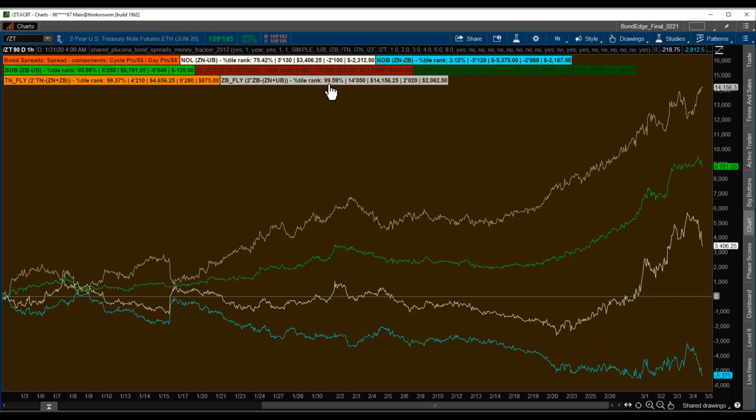Rank, 99%. What does that mean? Well, Pablo added these ranks, and it took me a little bit of time to get them, but now I use them all the time.